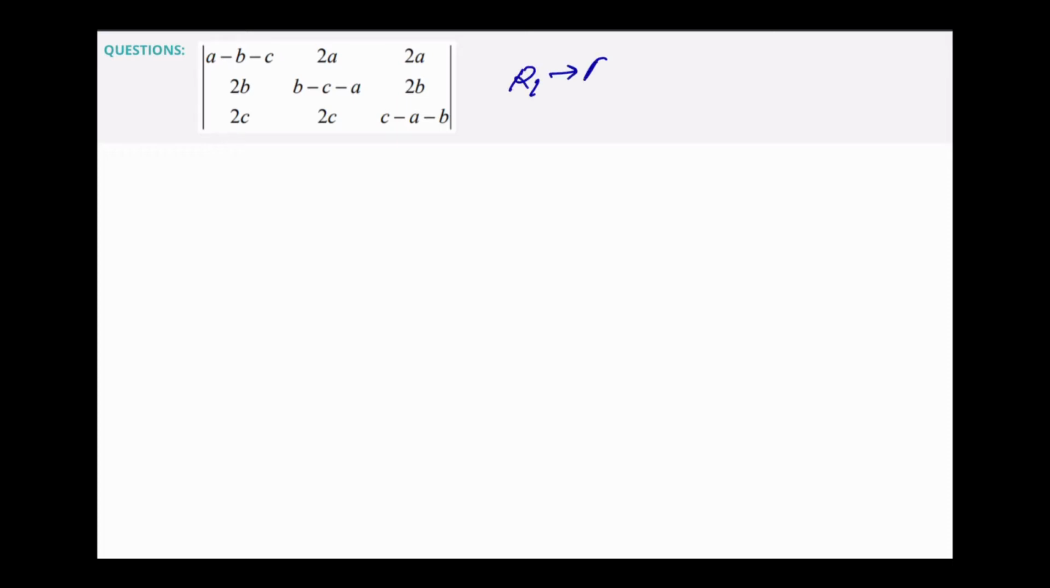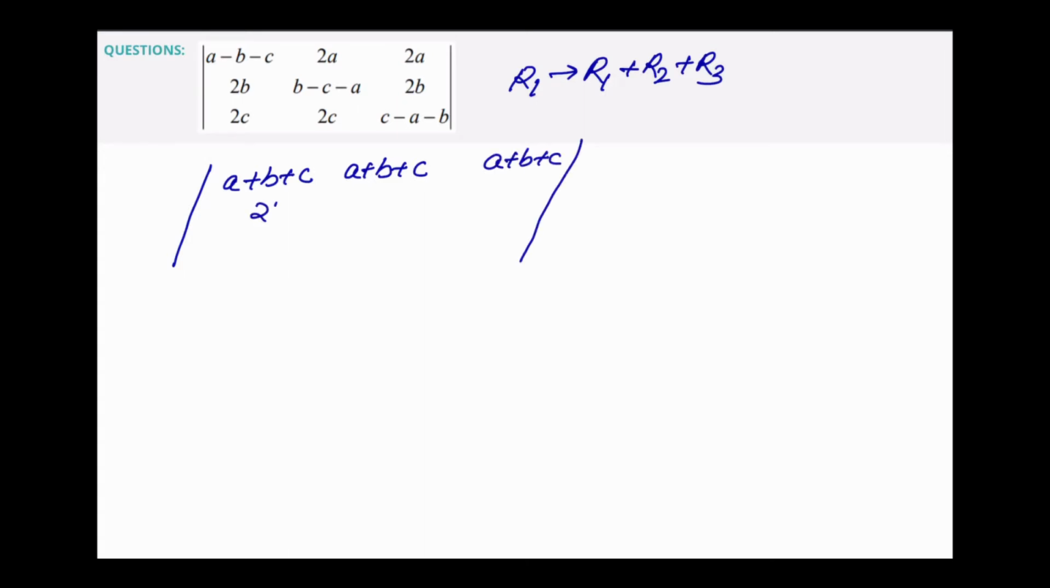So row 1 is equal to what, students? Row 1 plus row 2 plus row 3. Okay. Add all the three. So you'll get a plus b plus c. Again here a plus b plus c. Again a plus b plus c. Correct. So 2b here, 2c here, b minus c minus a, 2c, 2b and c minus a minus b.